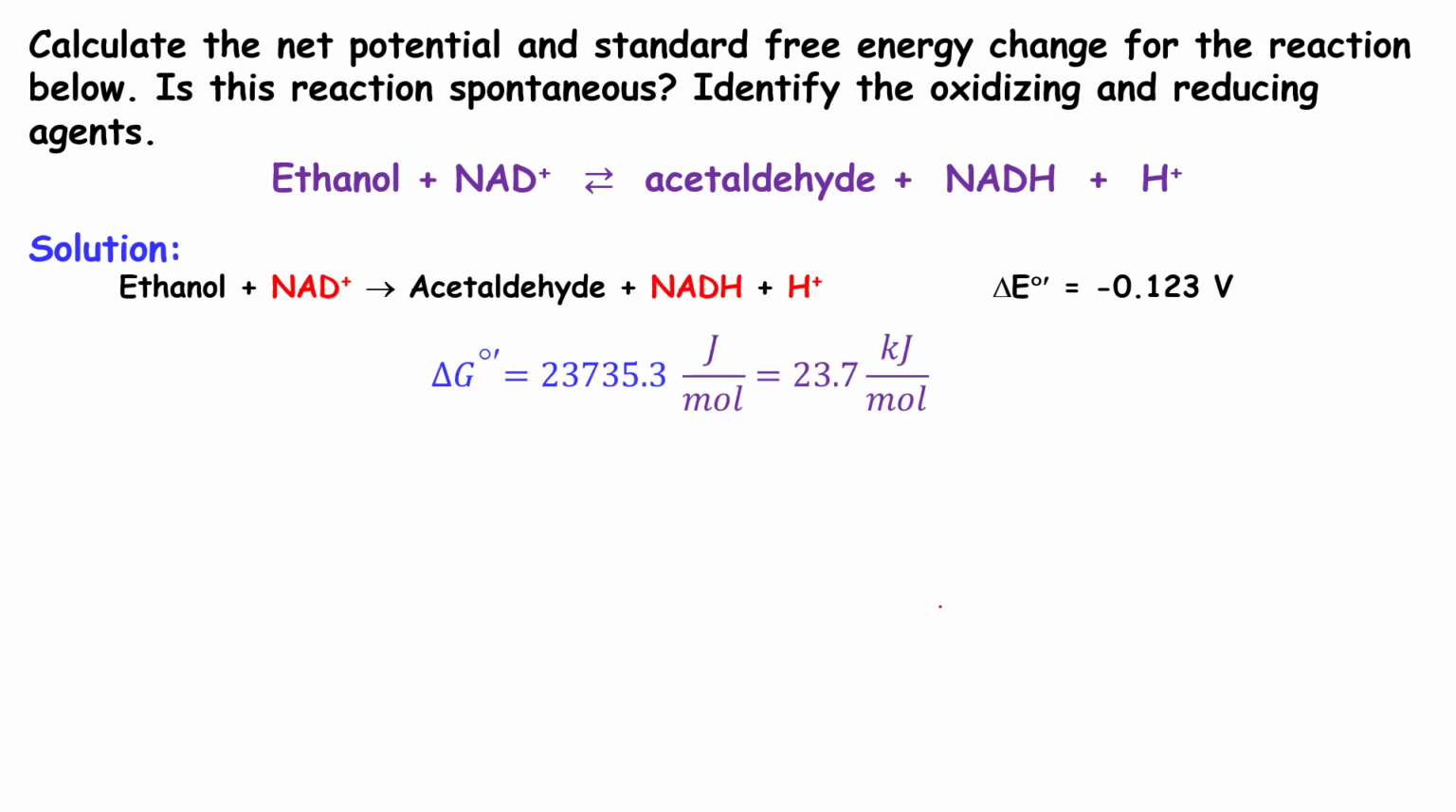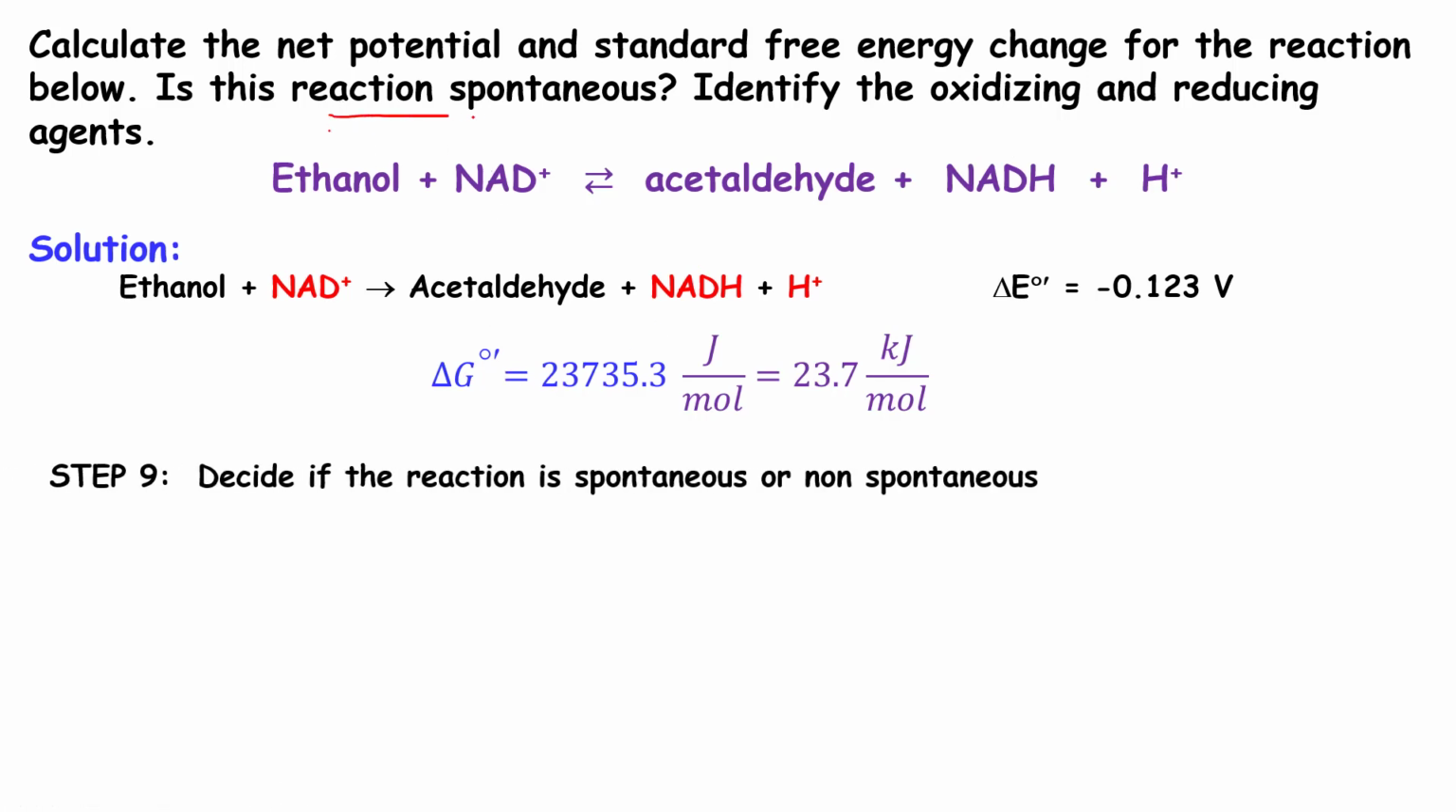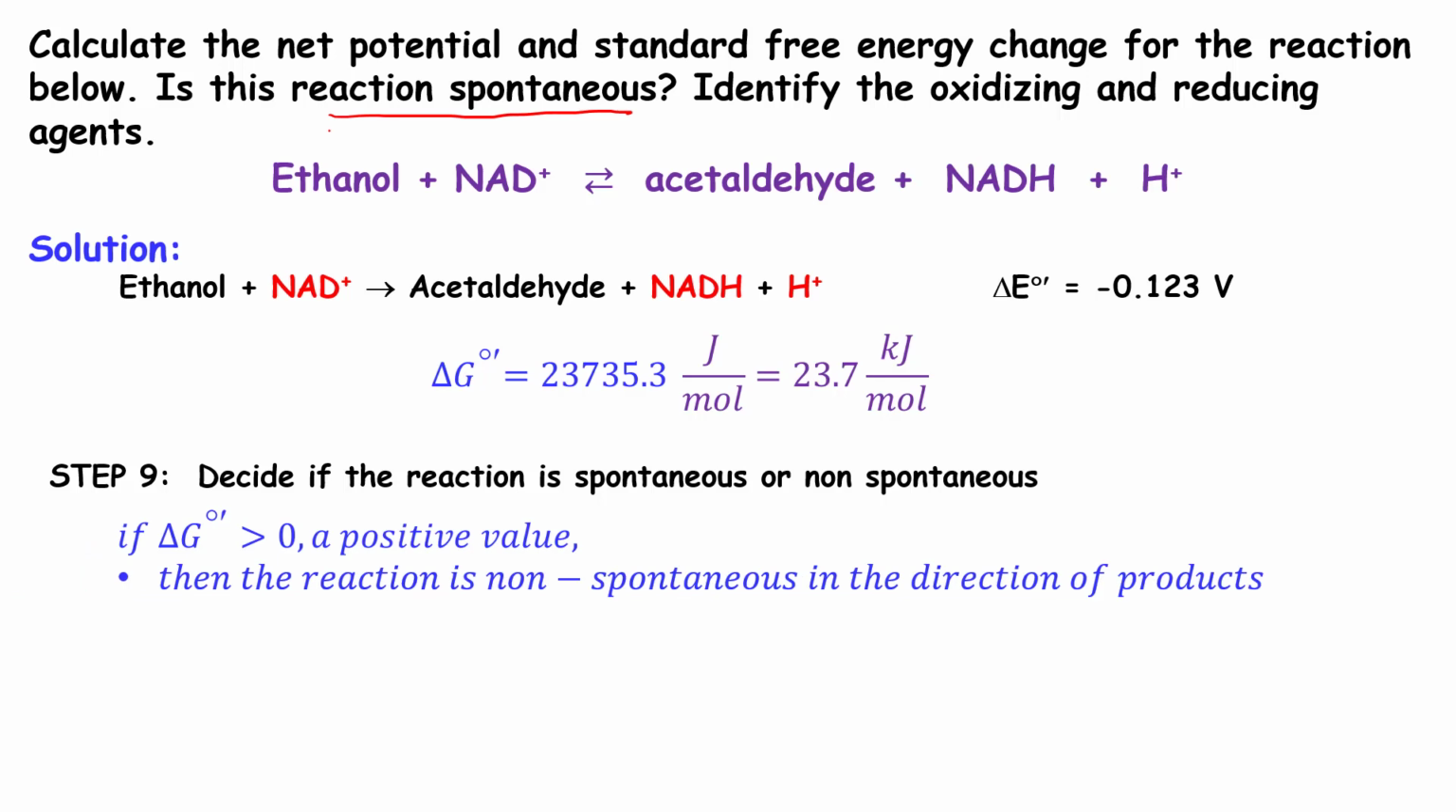So now, the next question is asking us, we figured out the delta G naught value. Our goal is to figure out whether this reaction is spontaneous. So how do we decide whether our reaction is spontaneous or not? There are two rules. The first rule says if your delta G naught value is a positive value, then we have to conclude that the reaction is non-spontaneous. That means it doesn't very easily, without any external intervention, get from your reactants to products.